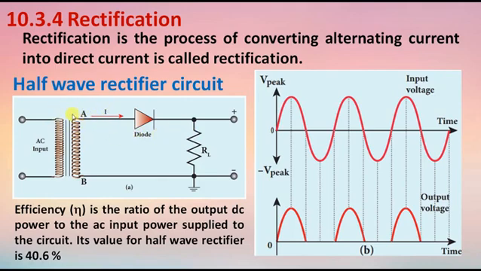During the positive half cycle, the positive half of the AC input signal passes through the diode. So now A acts as the positive terminal.